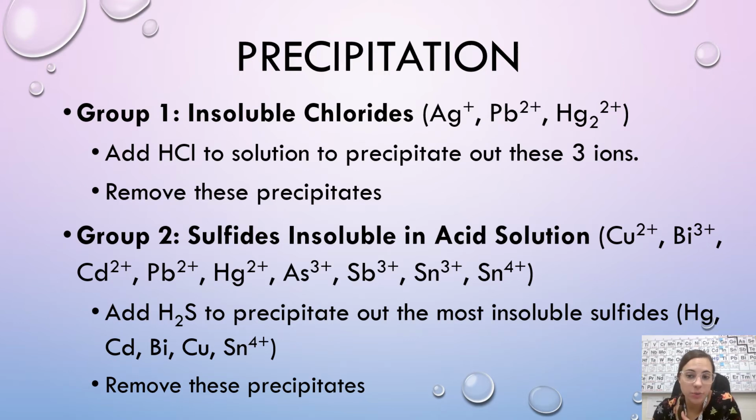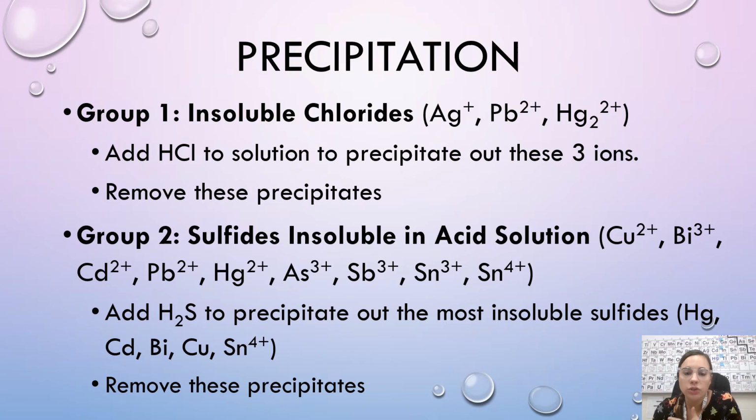So for group 1, the first thing we're going to do is precipitate out any insoluble chlorides. So we're going to add something like hydrochloric acid, which is going to give us chlorine ions. And anything that is insoluble with chlorine, such as silver, lead 2+, and mercury, is going to precipitate out. We would remove them through filtration, and we would have that separated.